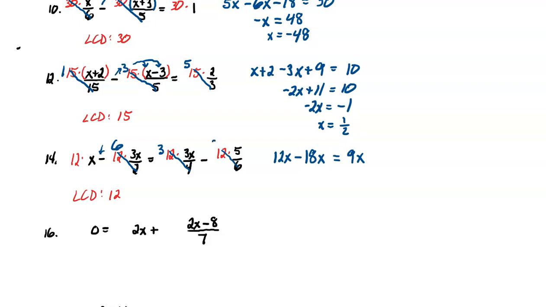12 divided by 6 is a 2. Don't lose sight of the negative in front of that 2. This makes negative 10. 12x subtract 18x is negative 6x. Now subtract 9x from both sides, creating negative 15x is equal to negative 10. And divide by negative 15 on both sides, creating 10 over 15, which reduces to 2/3.